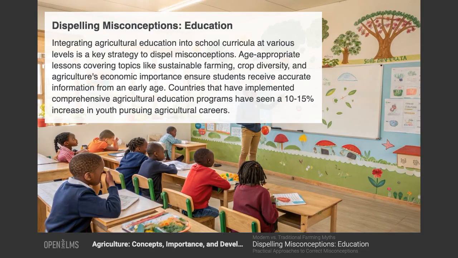Dispelling misconceptions. Education. Integrating agricultural education into school curricula at various levels is a key strategy to dispel misconceptions. Age-appropriate lessons covering topics like sustainable farming, crop diversity, and agriculture's economic importance ensure students receive accurate information from an early age. Countries that have implemented comprehensive agricultural education programs have seen a 10 to 15% increase in youth pursuing agricultural careers.